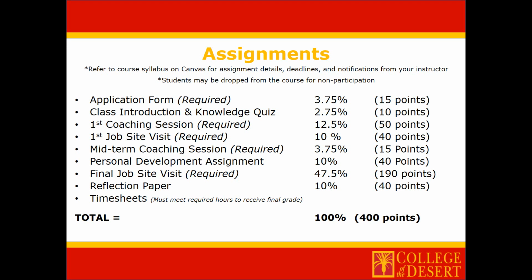The last assignments that are due include your personal development assignment, your final job site visit, and a reflection paper. At the final job site visit, you will be evaluated by your supervisor based on the 3 learning objectives set forth, as well as 10 soft skills that are needed for everyday workplace success. The personal development assignment has a variety of options, so please check the syllabus. The reflection paper is a 1 to 2 page summation of how you feel you did in the work experience course, as well as how you did meeting the 3 learning objectives. And remember, all timesheets must be turned in and meet the required hours to receive the final grade.